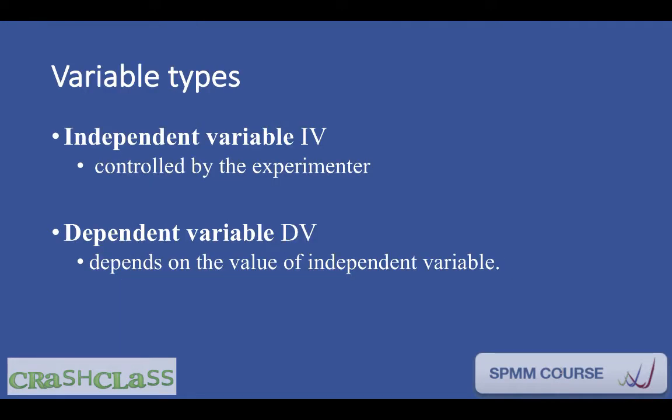How do we classify variables? When we collect something, it's called data. When we analyze it, we call it a variable. So there are two types of variable: independent variable and dependent variable. Independent variable is the variable that's controlled by the experimenter. Dependent variable depends on the value of the independent variable. Let's say I want to study the effect of diet on somebody's weight. Diet is the independent variable and weight is the dependent variable, because weight depends on diet.